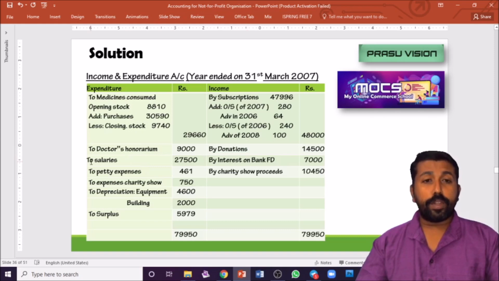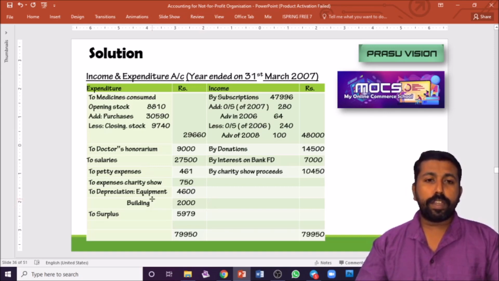And we are also noting all the other items like doctor's honorarium, salary, petty expenses, and expenses of the charity show. 750 is the amount for petty expense. Charity show expense is there, and depreciation we have to calculate. Building: 40,000 in the previous year, 38,000 in the current year. So 40,000 minus 38,000, we get 2,000.